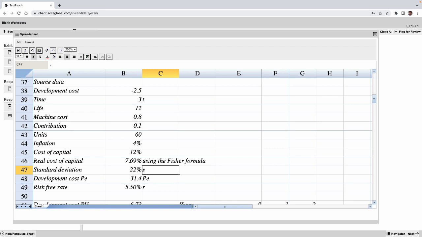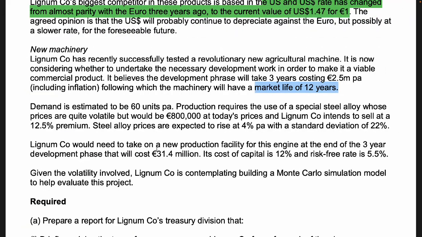Got it? So once I got my real rate, now I can figure out the value of this product that I will get if I invest and do it now, in valuation terms. Now, this is the tricky part. Demand is 60,000. Lignum would need to take on a new production facility for this engine at the end of the third year development phase. Notice that the third year development phase will cost 31.4 million. Make sense? Clear?